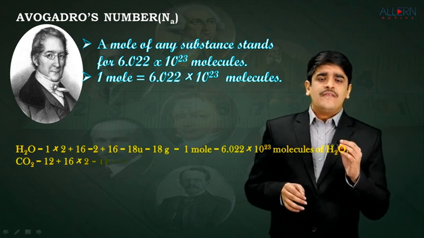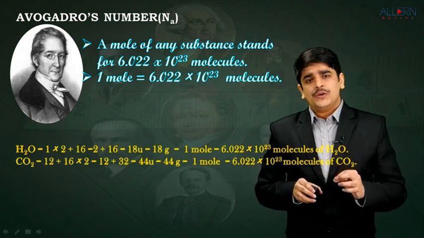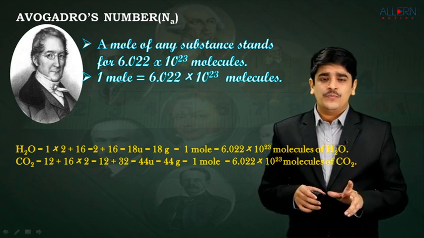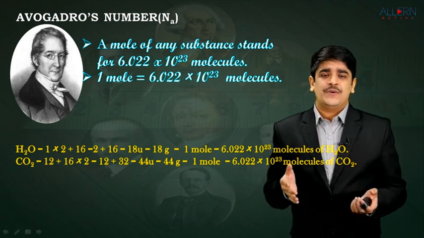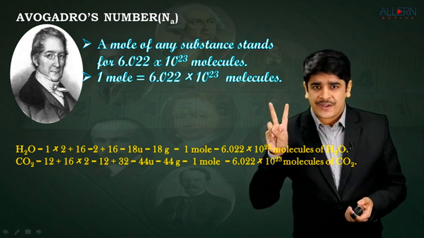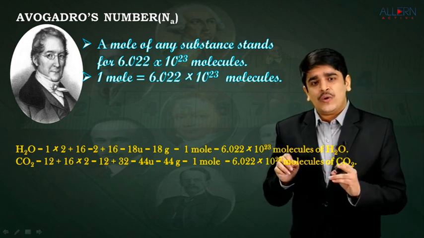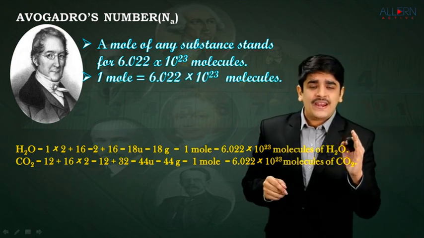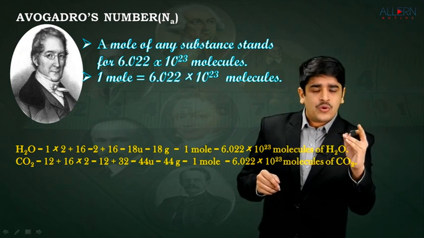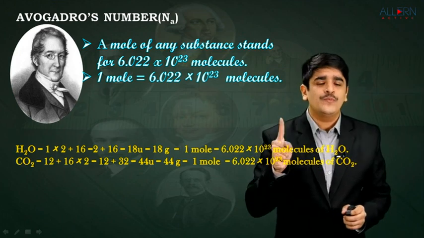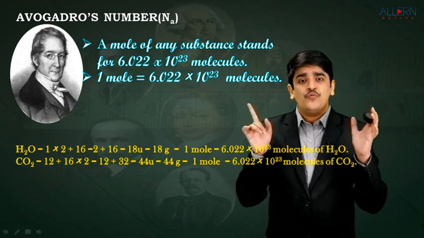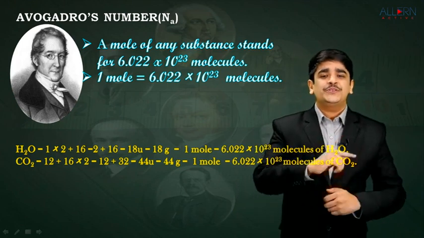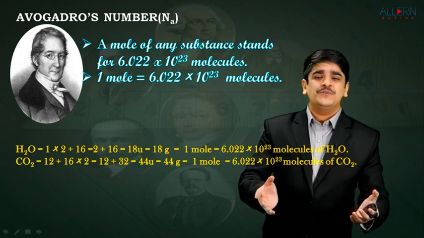So say suppose I have water. I want to calculate how many grams of water will make 1 mole. What do I do? I calculate the molecular mass. 1 into 2 for the 2 atoms of hydrogen, 16 into 1 for the 1 atom of oxygen. 2 plus 16, 18. 18 grams of water is 1 mole of water. And that 1 mole of water will contain 6.022 into 10 raised to 23 molecules of water.